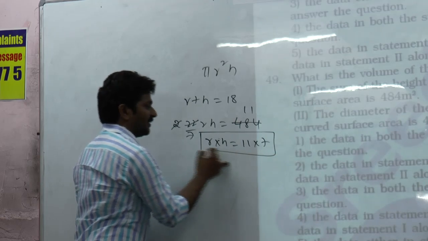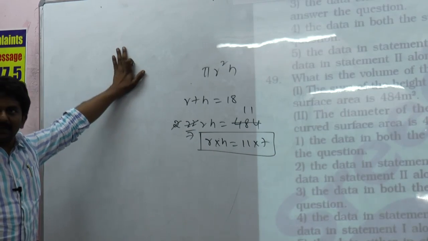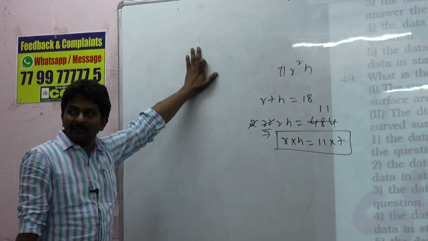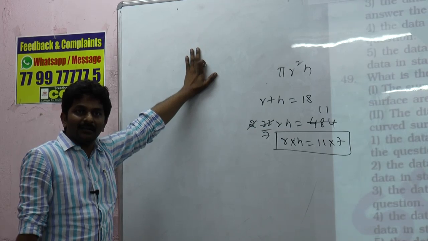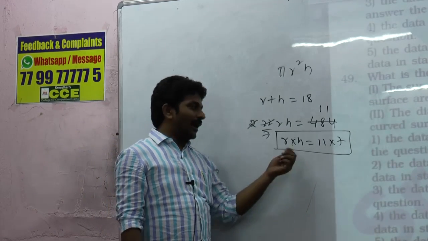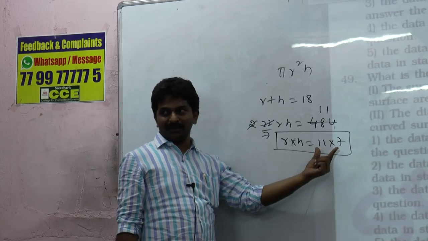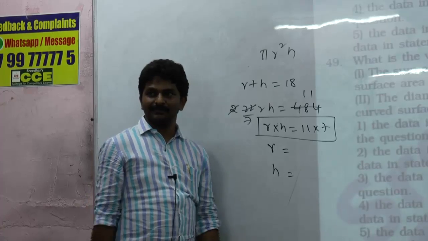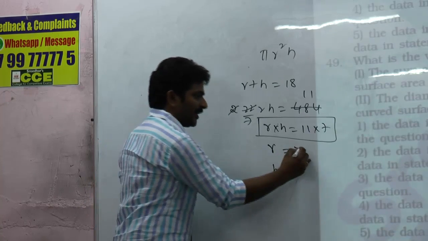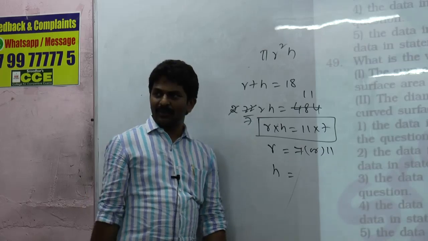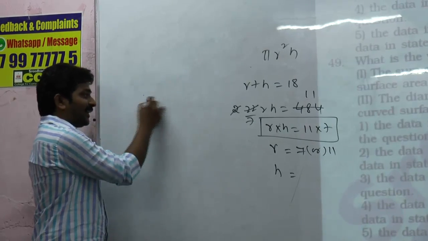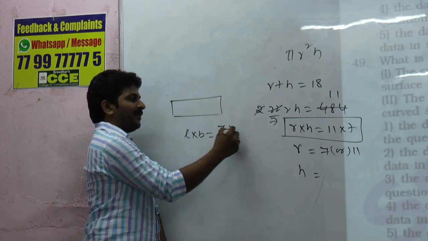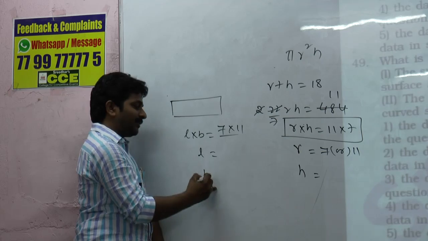So from this, can we get individual values of radius and height? What is the value of r? Come on. r plus h is 18. Anyway, 7 plus 11 is equal to 18. But I want individual values for radius and height. Can you get your answer? No. It can be 7 or 11. And if it is a rectangle, we have length into breadth equal to something, say for example 7 into 11. Using this, can you get length and breadth values, individual values?